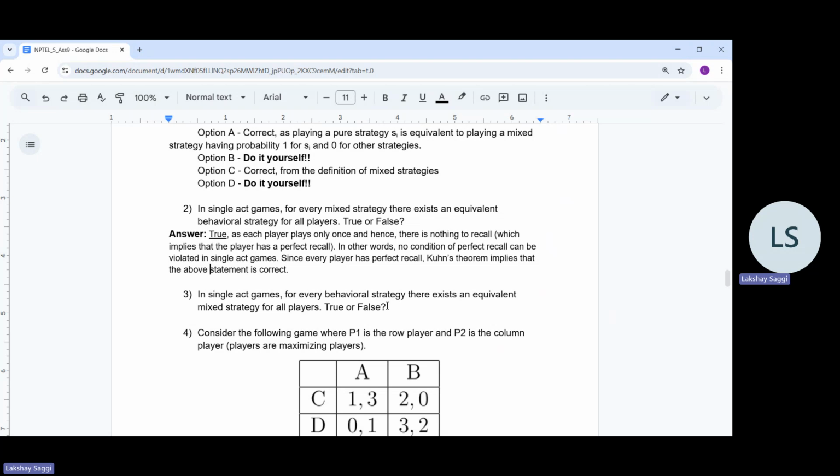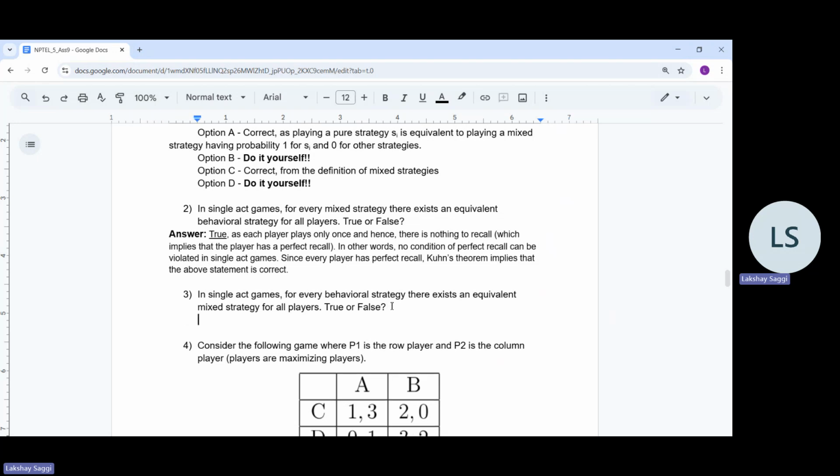And similarly for the third question also, this will be true. Because of perfect recall, every behavioral strategy will have an equivalent mixed strategy, and similarly every mixed strategy will have a behavioral strategy. So true, and the explanation is similar to question two.